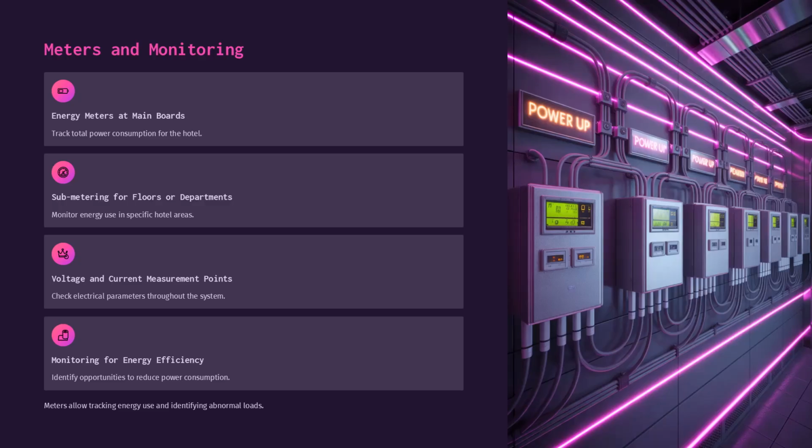Meters and monitoring. Let's discuss meters and monitoring in single-line diagrams. Energy meters at main boards track total hotel consumption. Sub-meters measure usage by floor or department. Voltage and current measurement points are added to monitor system health. Monitoring devices provide real-time data to identify inefficiencies.